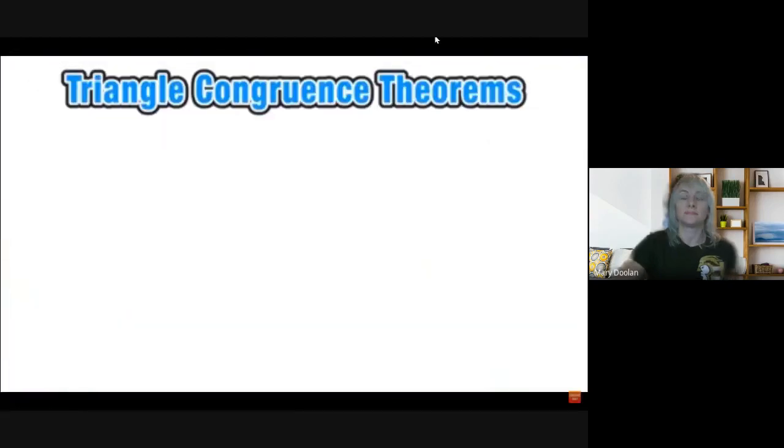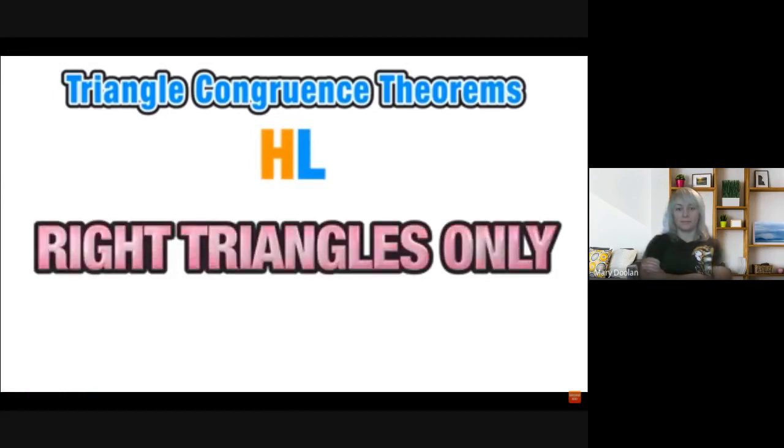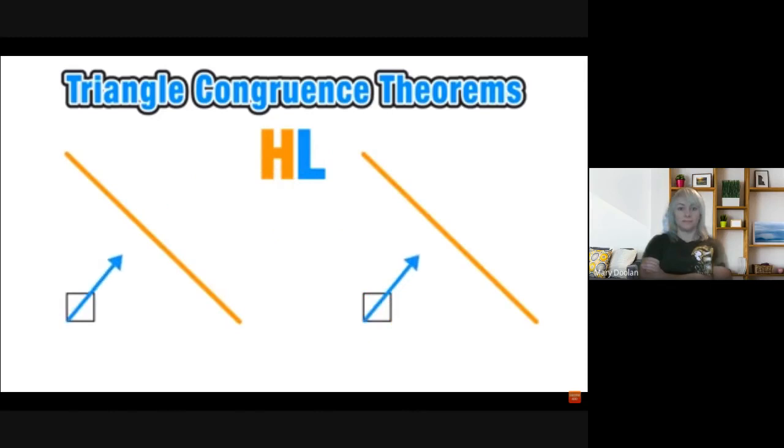Now, our final congruence theorem is kind of a special case. It's called hypotenuse leg, and it applies to right triangles only. So let's start out with the key feature of any right triangle, and that is a right angle. Now we know that the hypotenuse of a right triangle is its longest side and is always opposite the right angle.